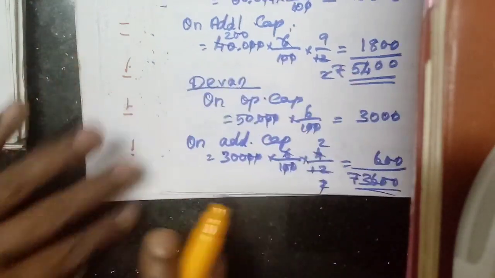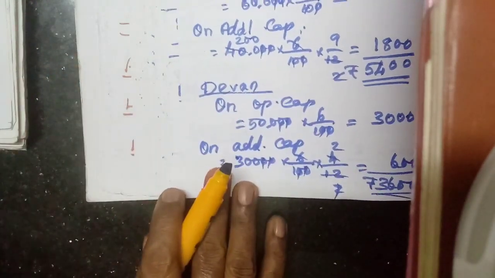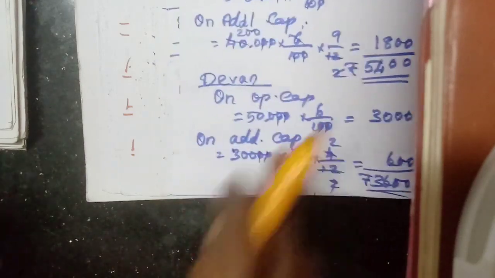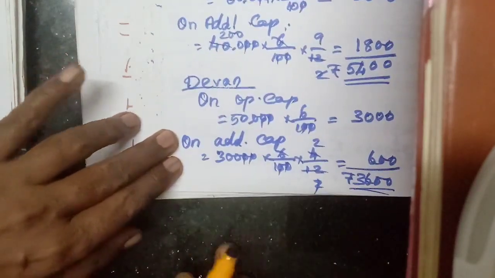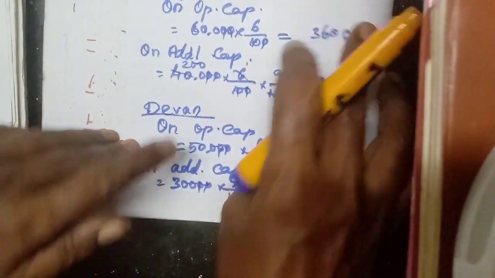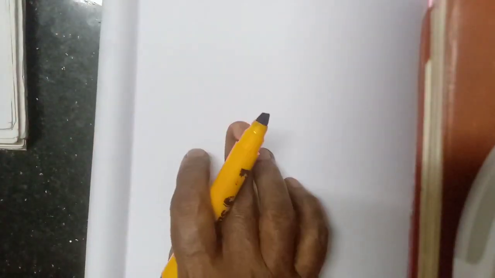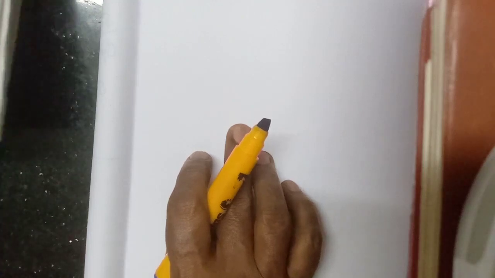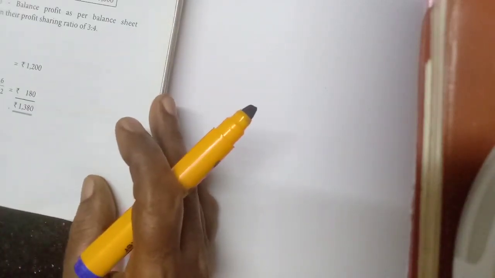Or you can write the answer once again. Rajan's interest on capital, then Devan's interest on capital, 3,600. Okay, students, now we have seen the 9th illustration as well as the exercise. Now in the same way, shall we see the 10th illustration as well as the exercise? Okay.